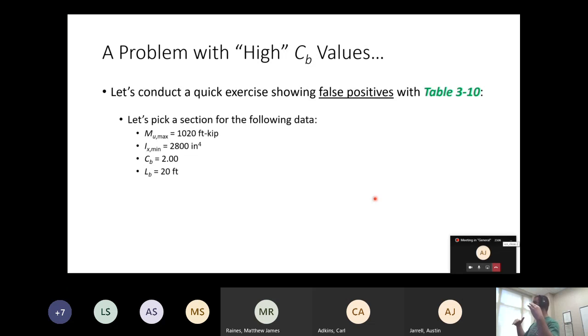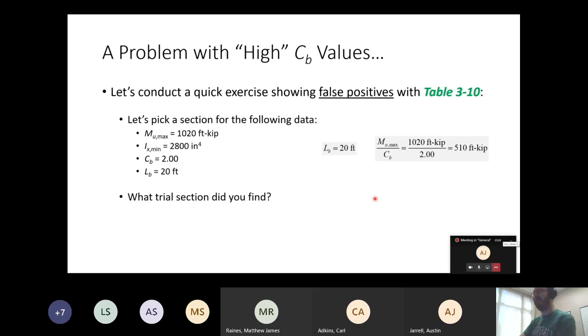So here's what I want everybody to do. Break out your manuals, and remember, you go into table 3-10, and on the x-axis you use Lb, so we'll use an Lb of 20, and on the y-axis you've got Mu over Cb. So Mu over Cb ends up being 1020 over 2, and 1020 divided by 2 is 510. I want everybody to go in their manual and tell me, what section do you find that meets these requirements?